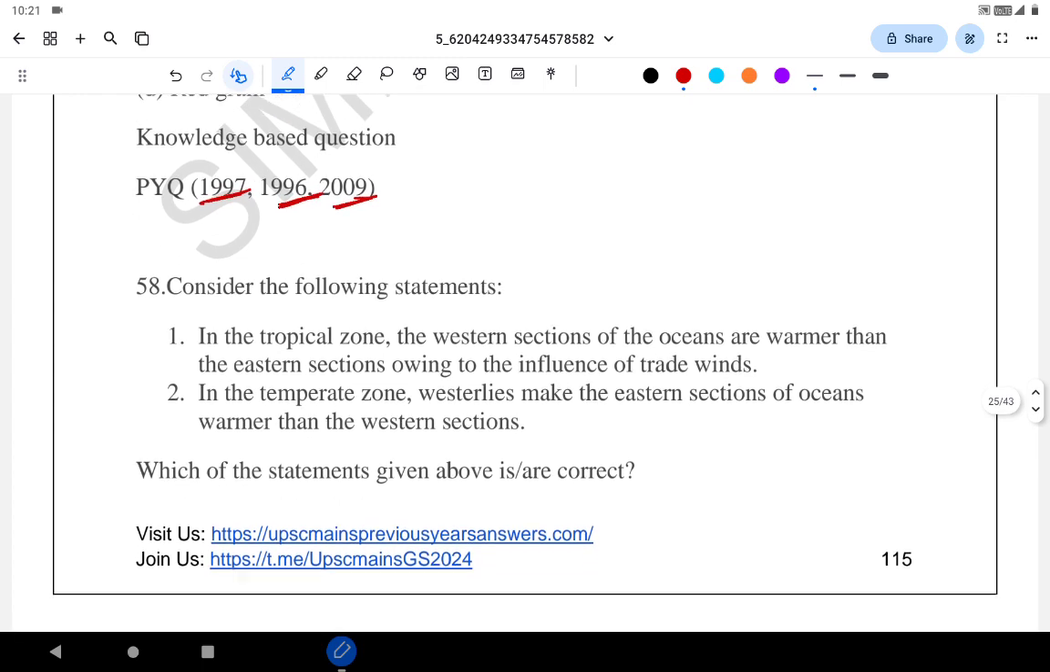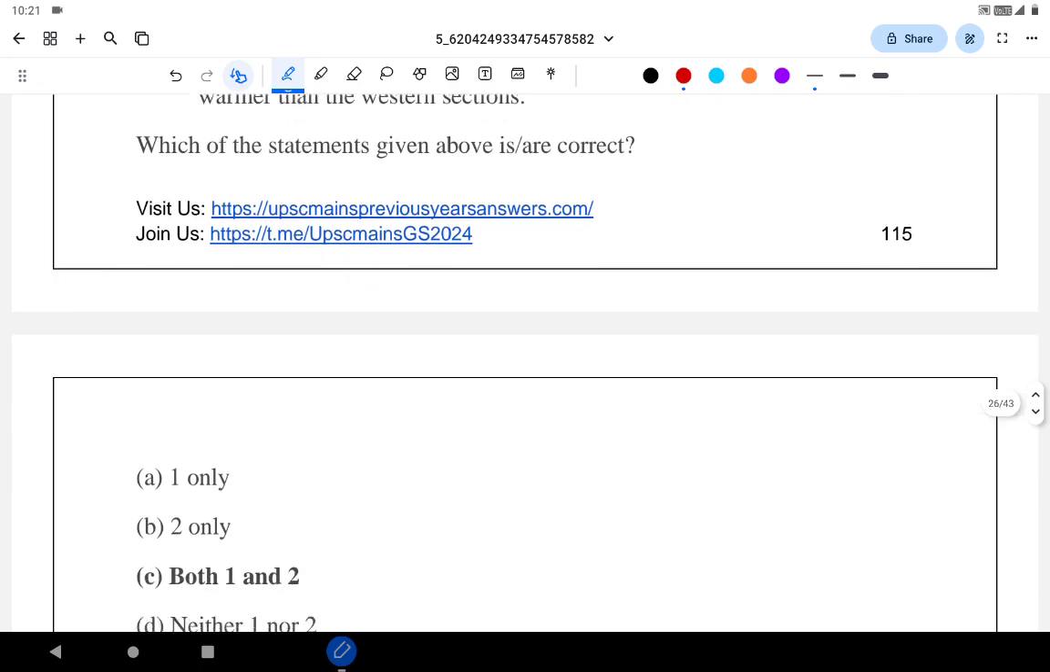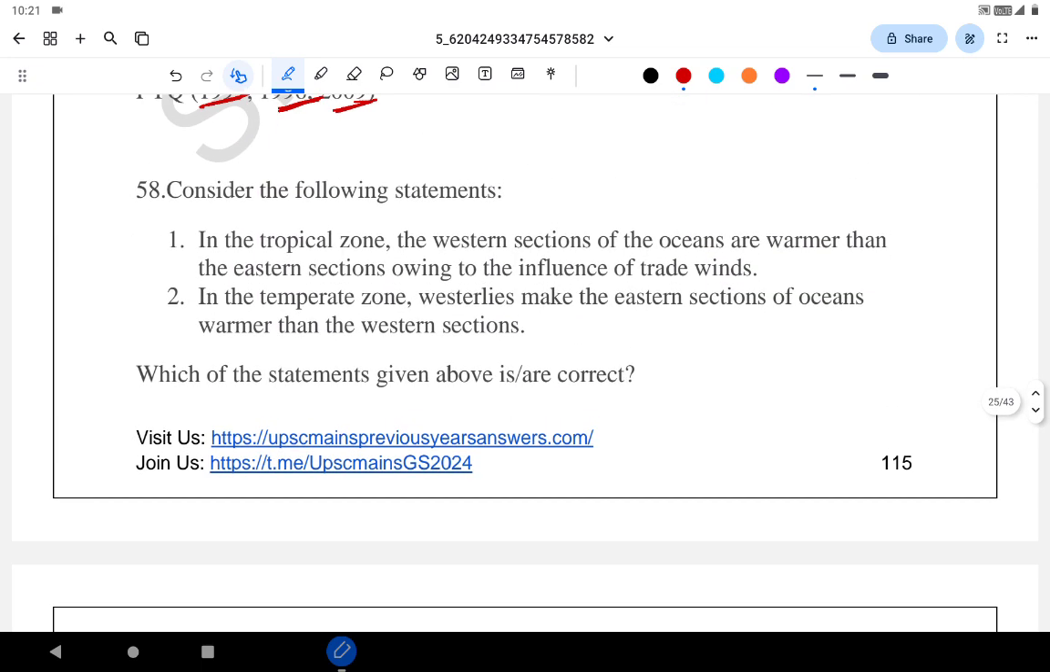Let's go to the next. In the tropical zones, the western sections of the oceans are warmer than the eastern sections owing to the influence of trade winds. In the temperate zones, westerlies make eastern sections of the oceans warmer than the western sections.